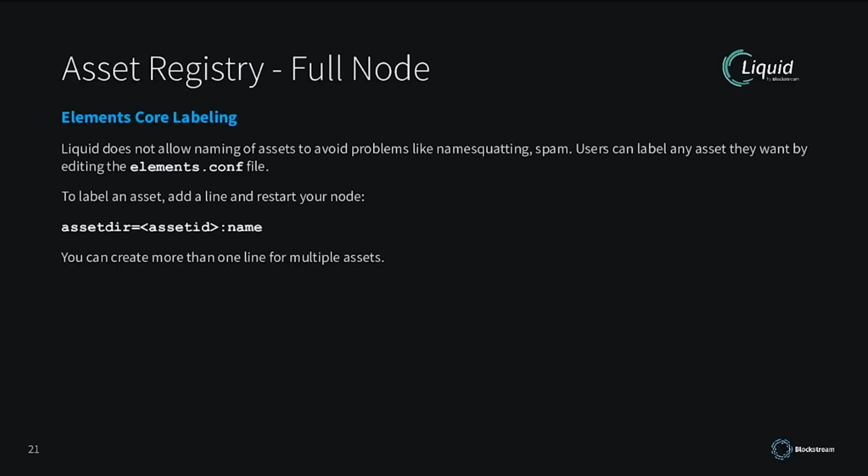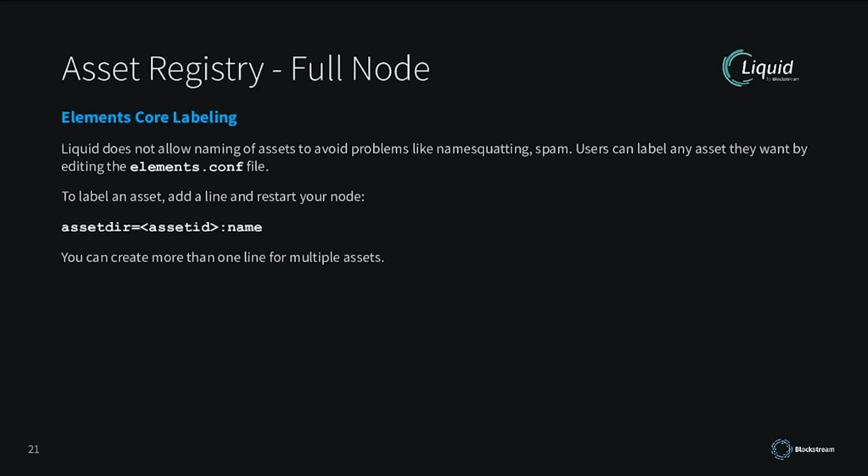So I mentioned that the liquid assets registry exists. Inside of my Liquid or my Elements full node, there is the feature to label assets. So this is really important. You want to make sure you get this right. You want to make sure you're not using the wrong asset and keeping track of those hex things. So we do have the ability to put things in a configuration file. You just need to put it in the format of asset dir equals, then the ID with a colon and then the name. So I'm actually going to bounce back to my wallet here.